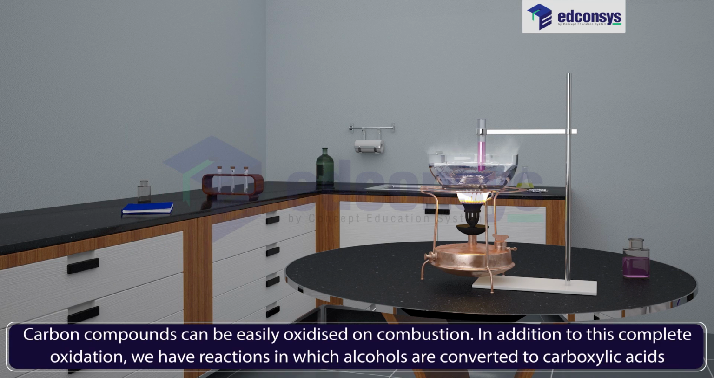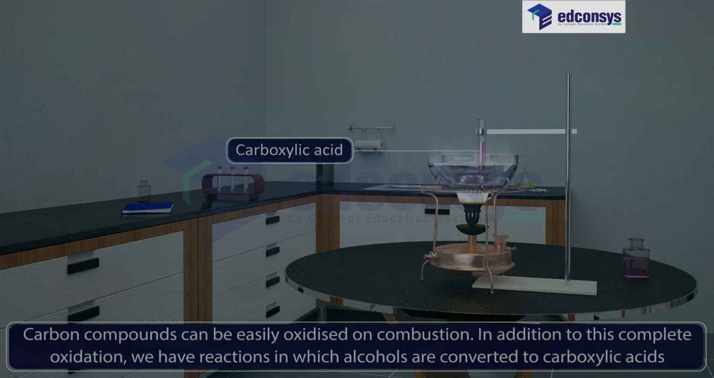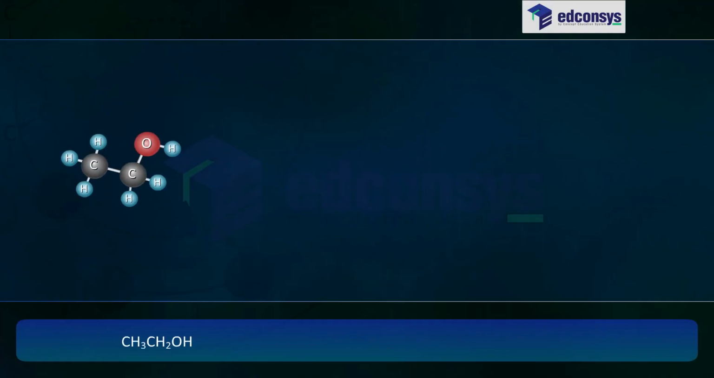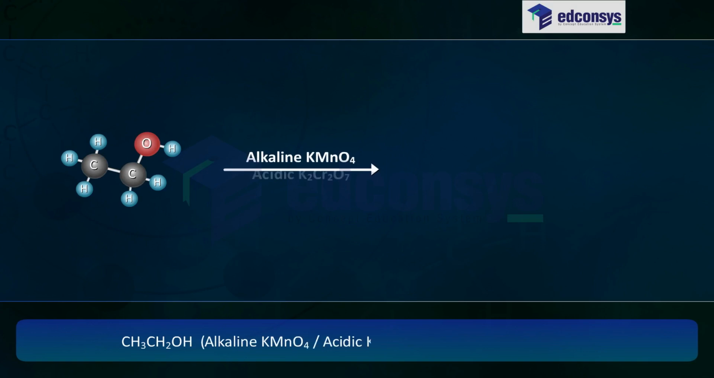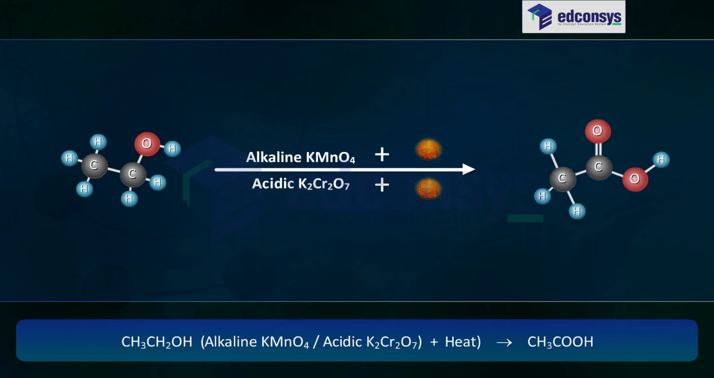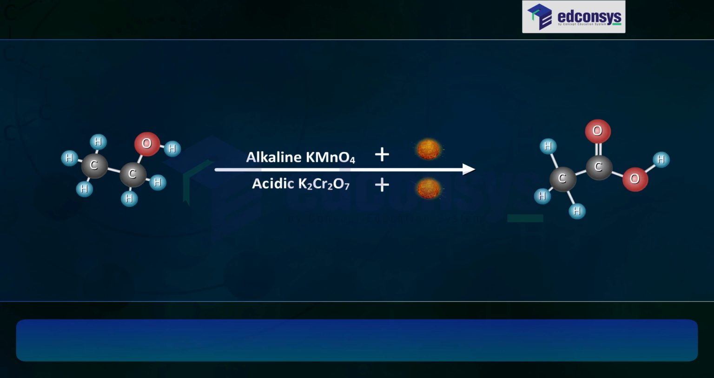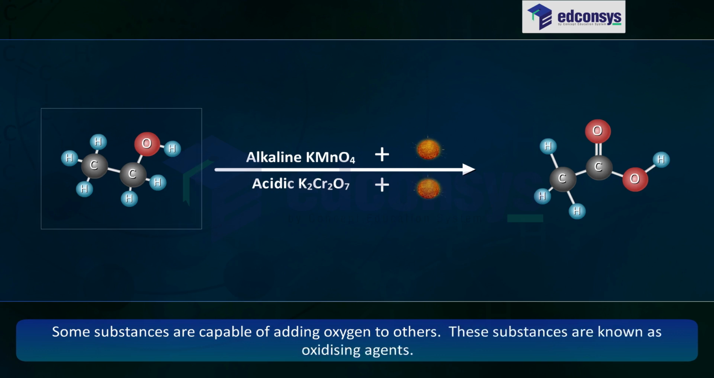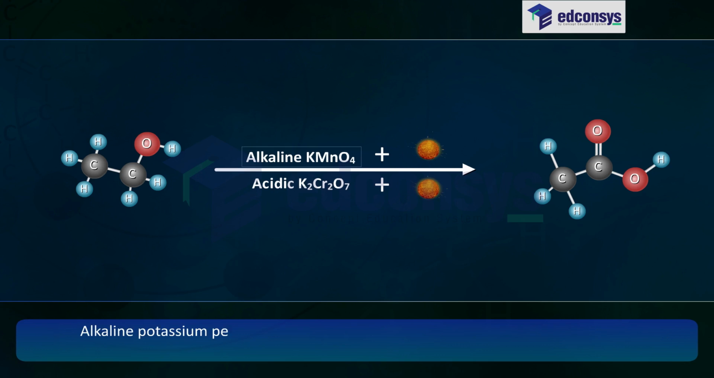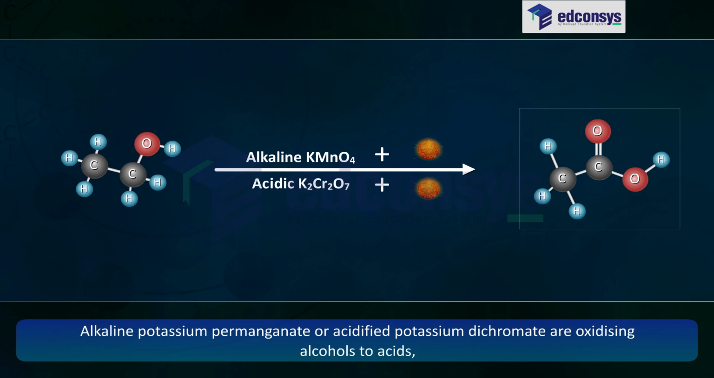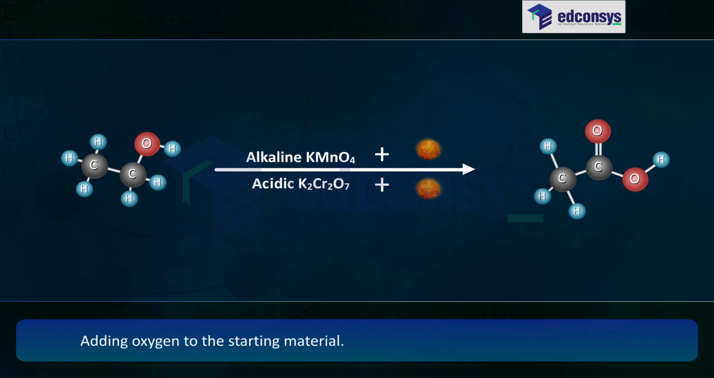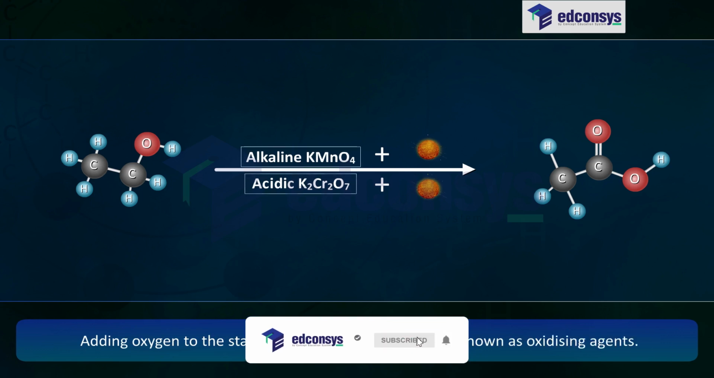In addition to this complete oxidation, we have reactions in which alcohols are converted to carboxylic acids. CH3CH2OH, with alkaline KMnO4 or acidic K2Cr2O7 plus heat, gives CH3COOH. Some substances are capable of adding oxygen to others. These substances are known as oxidizing agents. Alkaline potassium permanganate or acidified potassium dichromate oxidize alcohols to acids, that is, they add oxygen to the starting material. Hence, they are known as oxidizing agents.